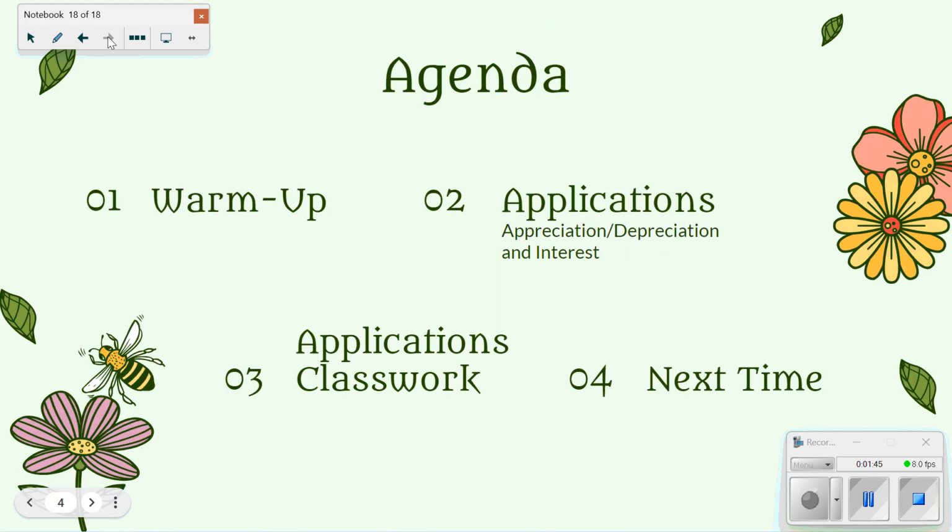So we're going to be working on our application questions today. We're going to go over a couple of different scenarios where you could have either appreciation or obviously something could depreciate. And then you'll have a classwork assignment. And then when you're done with that, you could be working on Delta Math or JLab assignments.